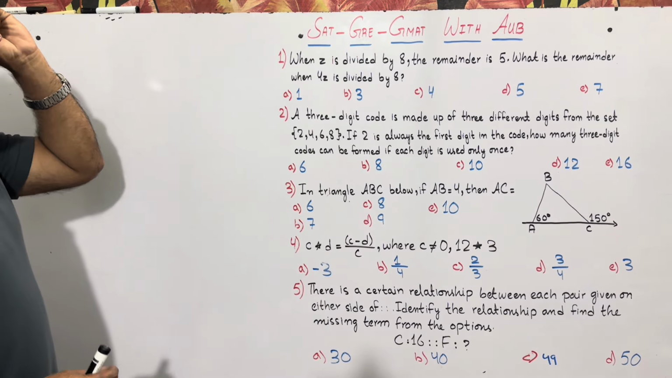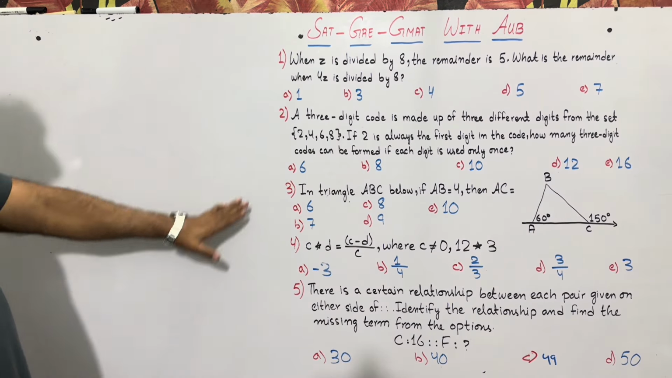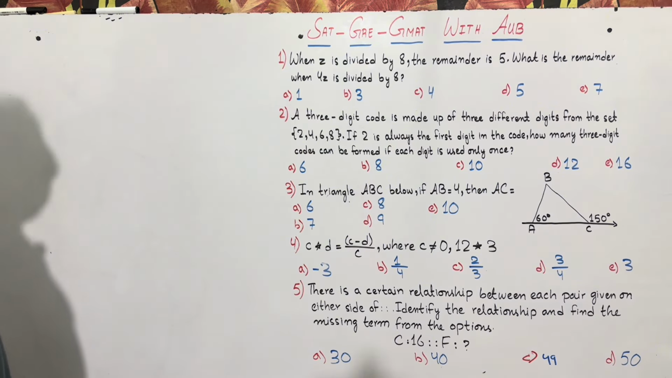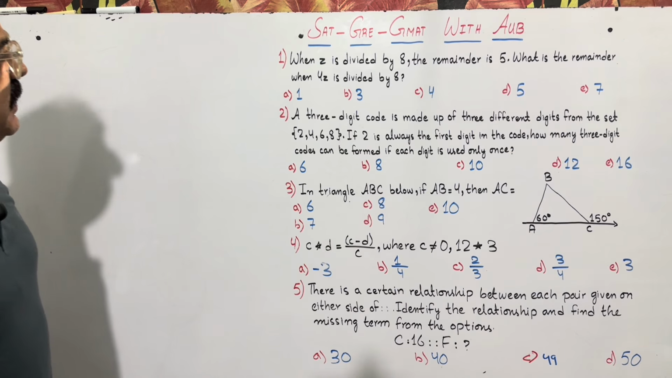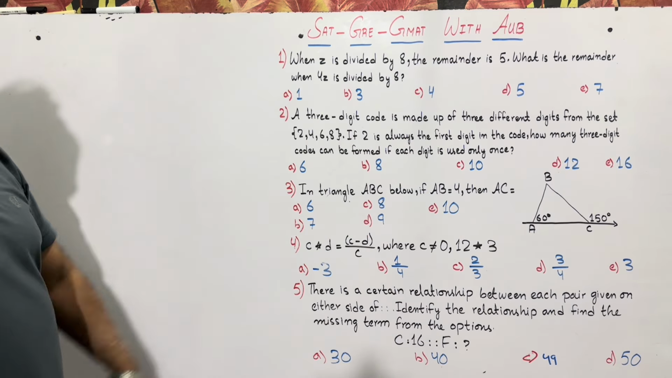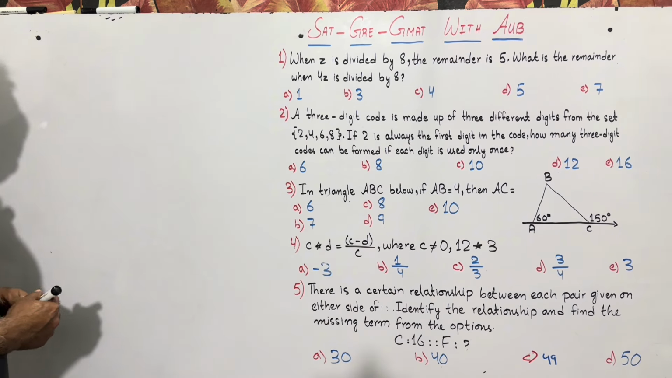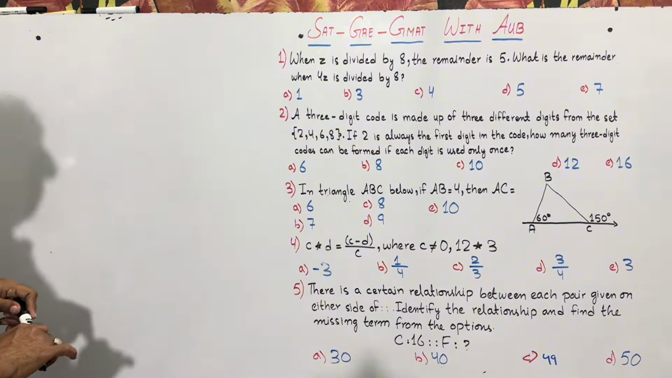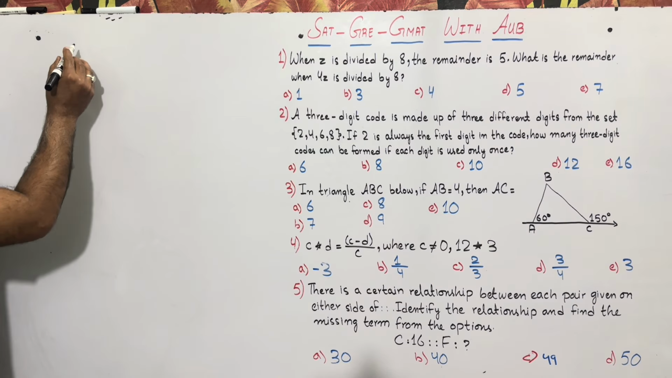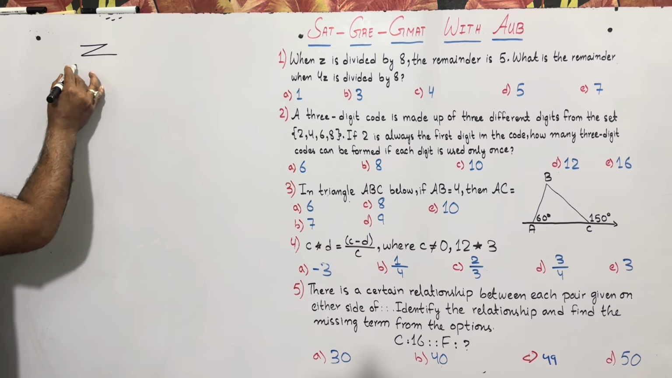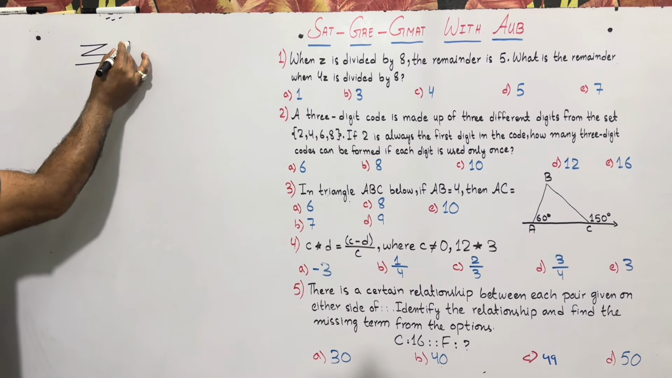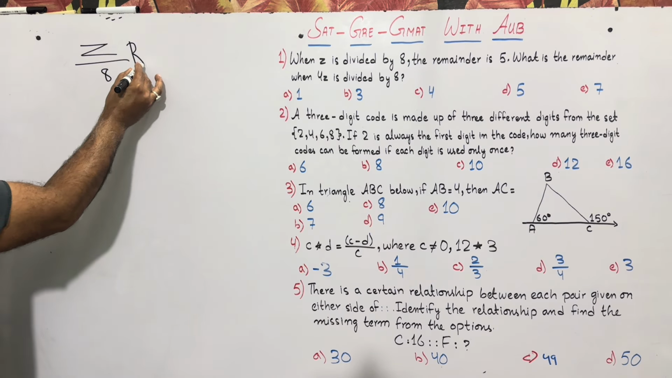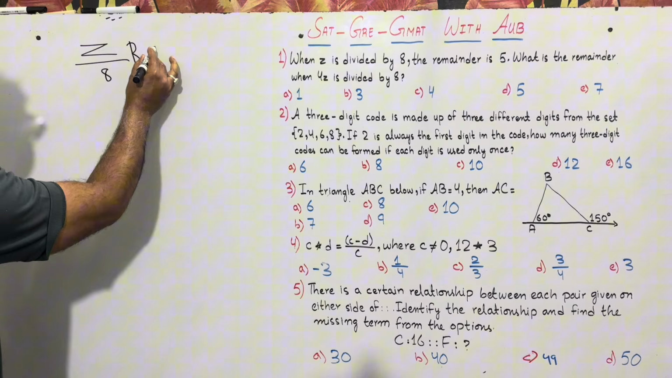Number 1: when z is divided by 8, z is an integer, the remainder is 5. What is the remainder when 4 times z is divided by 8?